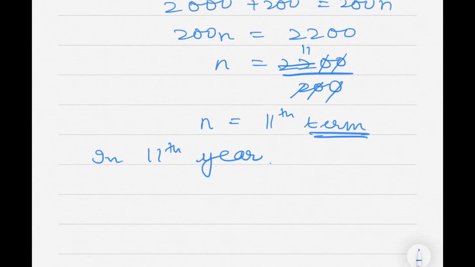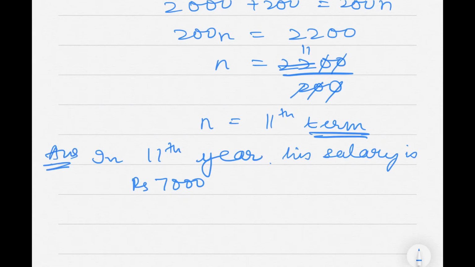So in the 11th year his salary is 7,000 rupees. Okay, so that would be my answer. Or if I have to calculate the year, guys, I have to add 10 only, because in the 11th year he already started getting it. So 1995 plus 10 years, I will get 2005, right? So in 2005 he started getting 7,000 rupees. Okay, so that's done.